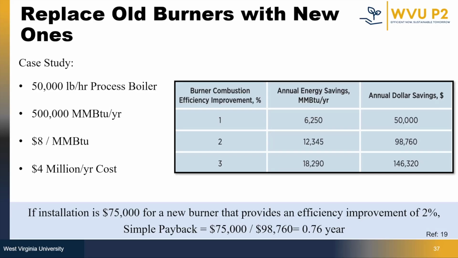So the table shows the findings of a case study at a facility with a large 50,000 pound per hour process boiler. The boiler was found to use about 500,000 MMBTU of natural gas per year that was costing $4 million. By replacing the old burner with a burner that improved energy efficiency by 2%, a saving of over 12,000 MMBTU and nearly $100,000 per year was achieved. At an installation cost of $75,000, the simple payback period is less than 1 year.